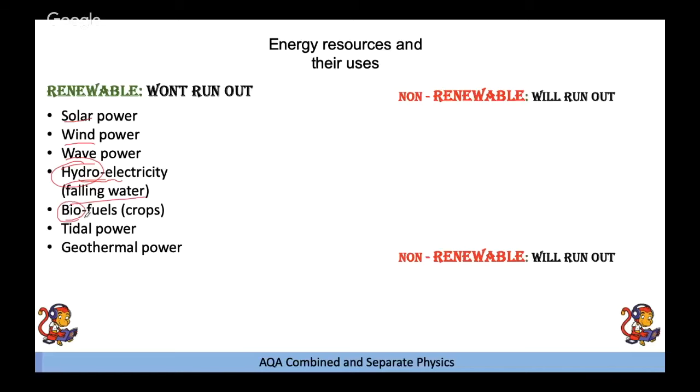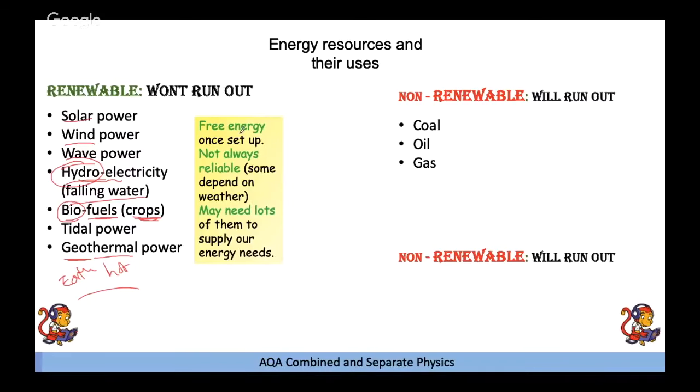Biofuels, bio meaning living things, so it's crops and wood. Tidal power, that's our tides going in and out twice a day based on the moon that goes around our planet. And geothermal, geo meaning earth and thermal meaning hot. So this is hot rocks under the ground. Okay. Now, some key points here.